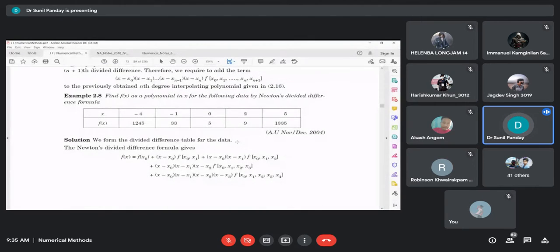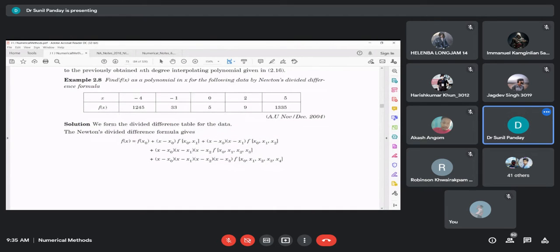Okay, so we'll see some problem. Find f of x as a polynomial in x for the given data by the Newton divided difference formula. So this is x and this is f of x.